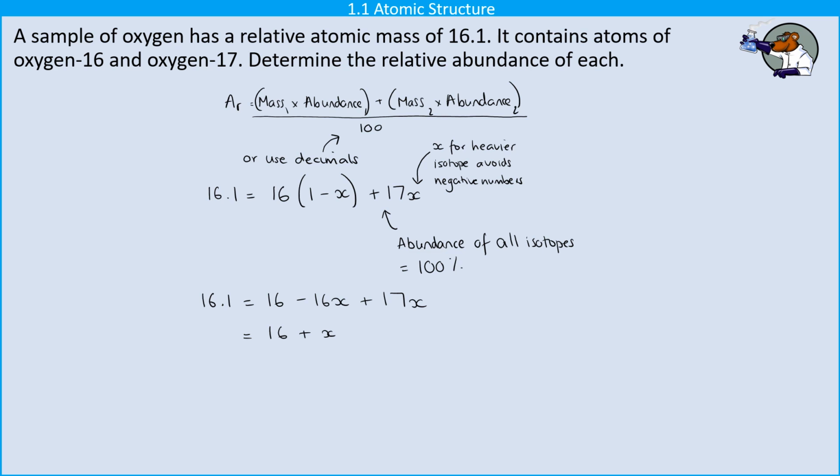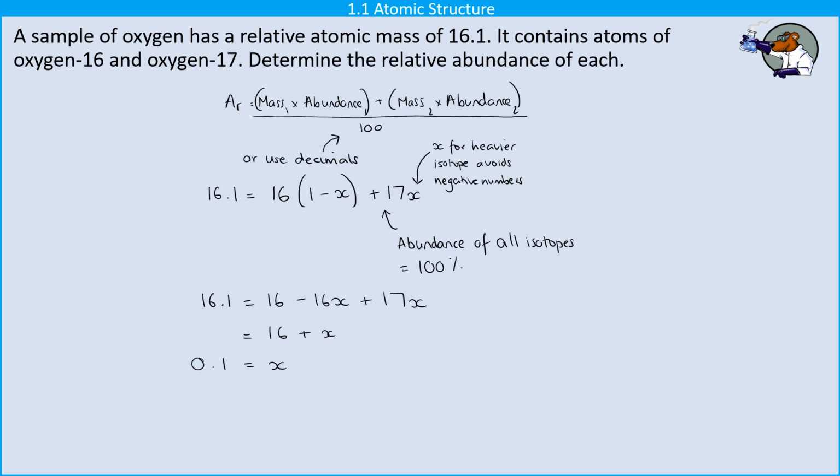And you can see here, this is why I want my heavier isotope to be x, because if I did it the other way around, then I'd end up with a minus x term rather than a positive x term. So if I take 16 away from both sides, I'm left with 0.1 being x. Now remember, if I'm working in terms of decimals, 1 is 100%, so 0.1 is 10%.